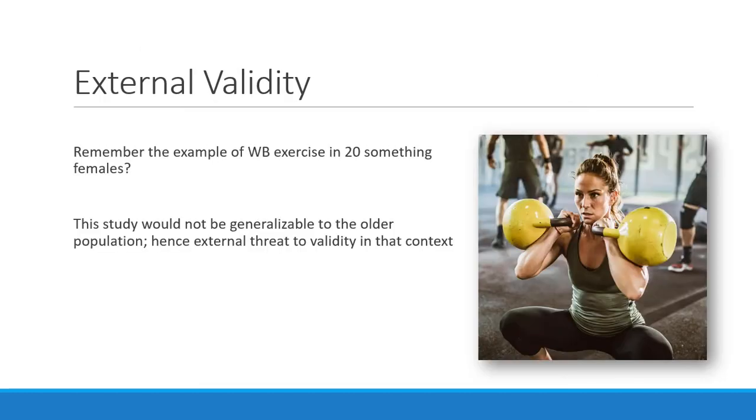Now, external validity, if you remember back to the weight-bearing exercise example in 20-something-year-old females. Now, the results of this study would not be generalizable to the older adult population. Hence, there could be external threats to validity in that context, because you could make that argument. The age range is different. Physiologically, there's different things going on. It's very possible, since those women in the 20-something population did not ever have any history of female athlete triad, that those individuals are not comparable.